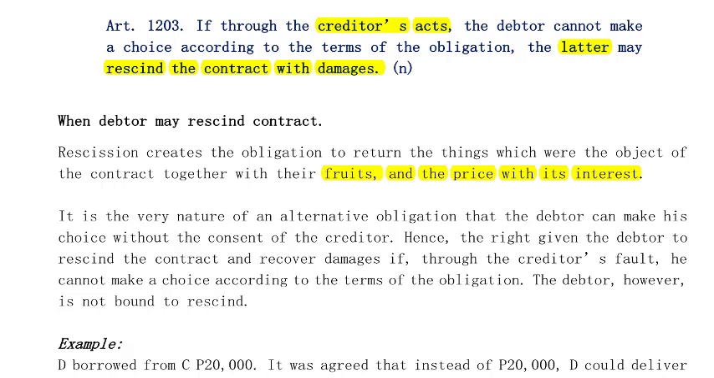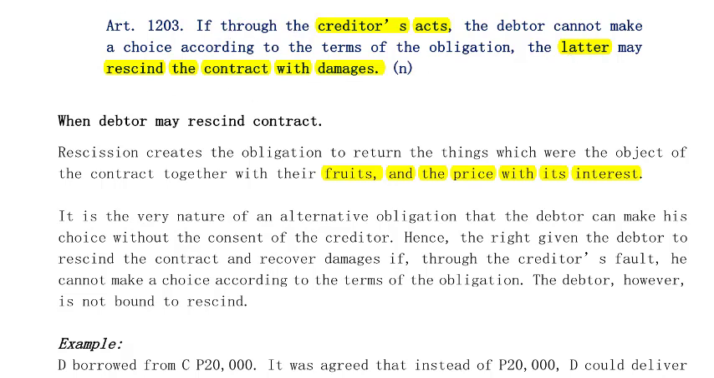So now let's proceed with our discussion with Article 1203. What is being stated under 1203? According to 1203, if through the creditor's acts, the debtor cannot make a choice according to the terms of the obligation, the latter may rescind the contract with damages.